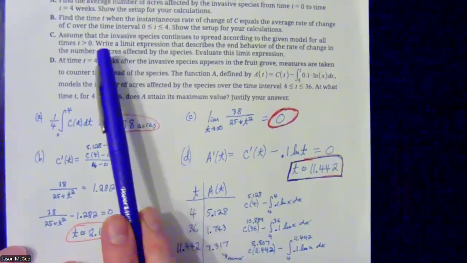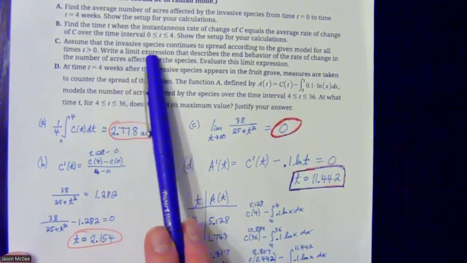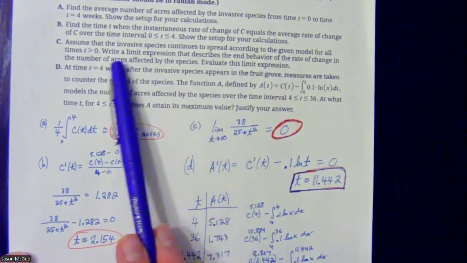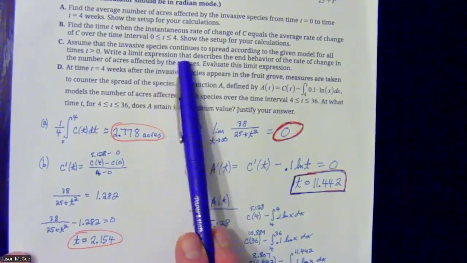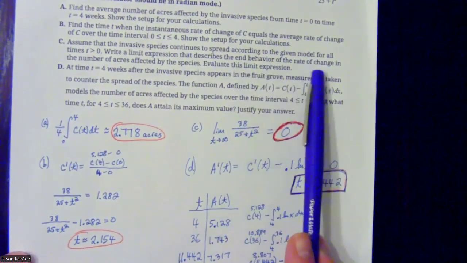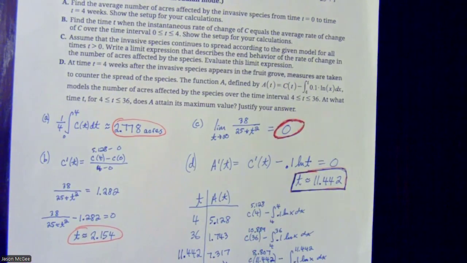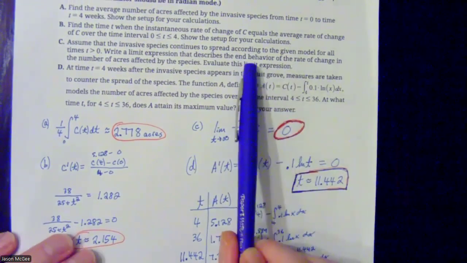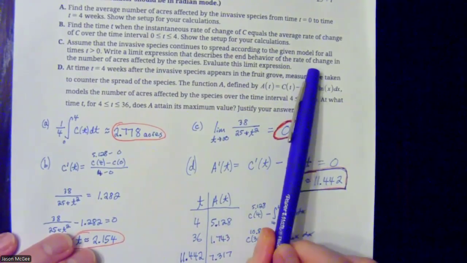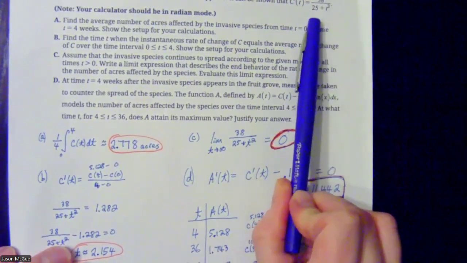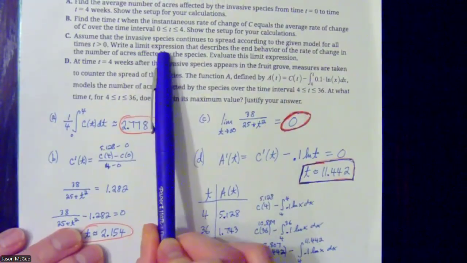Letter C. It seems like it's a little bit tricky, but it's a pretty easy problem. The key phrase here says, write a limit expression that describes the end behavior of the rate of change. So the end behavior, you know that means as you're going to infinity, negative infinity, stuff like that, the end behavior of a graph of the rate of change. The rate of change is the derivative. And it says write a limit expression.